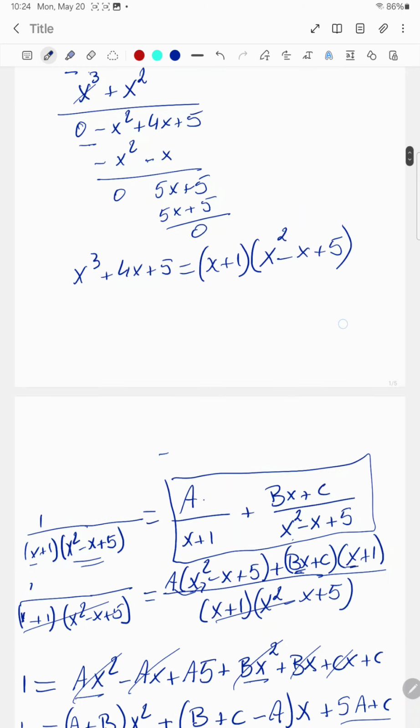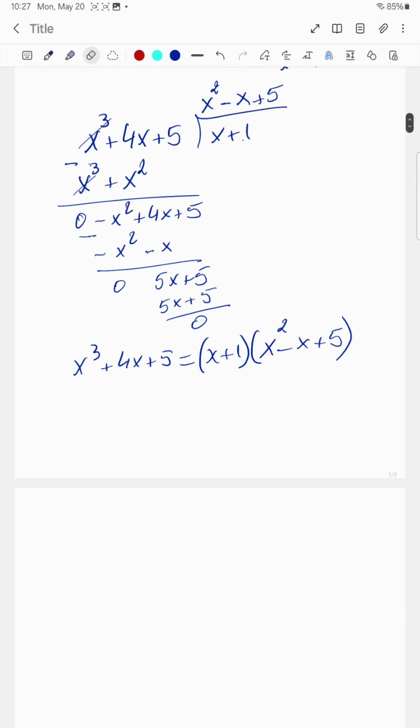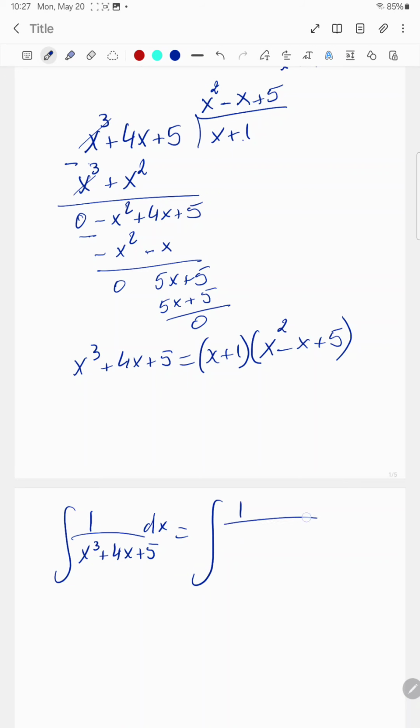So my integral will become, sorry, I forgot. I solved that problem before I did the video and I forgot to erase it. Now I erased it and I'm solving it with you, so you will know step by step how to do it. So the integral of 1 over x cubed plus 4x plus 5 dx, I can write it as the integral of 1 over x plus 1 times x squared minus x plus 5 dx.